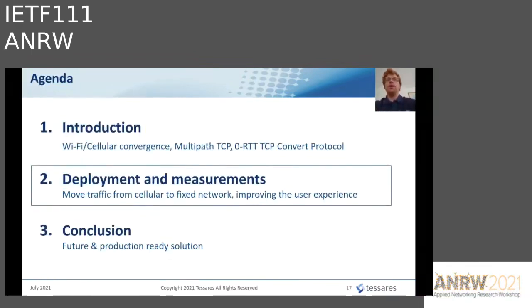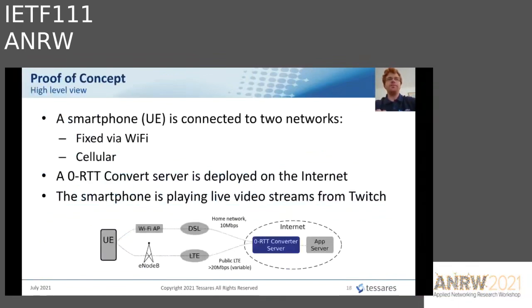Enough with the introduction. Let's have a look at our experiments and at the main result we extracted from them. From a high-level viewpoint, we have a smartphone connected to two networks. The first one is a DSL network connected via Wi-Fi. It is a home network, unfortunately limited to 10 meg. I said unfortunately because it is my home connection. The other network is a public LTE network, giving more than 20 gig, but it is variable. A zero-RTT convert server is deployed on the internet, and the phone is simply playing a live video stream from Twitch.